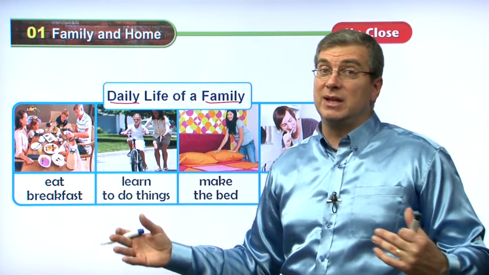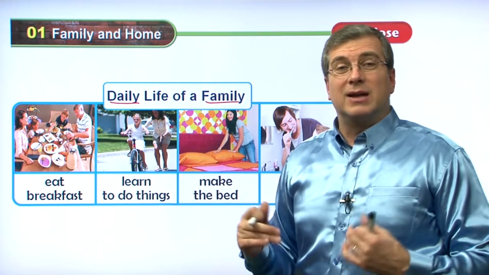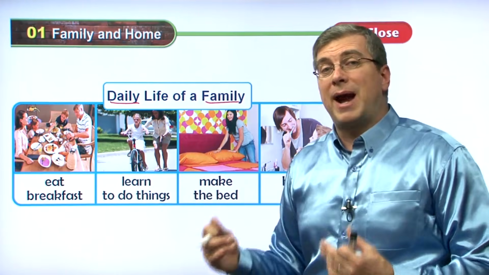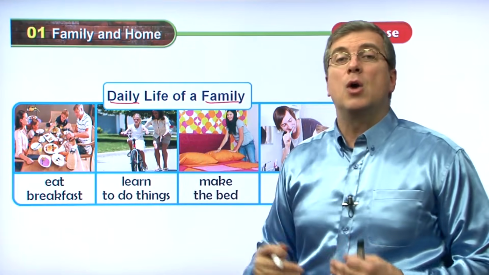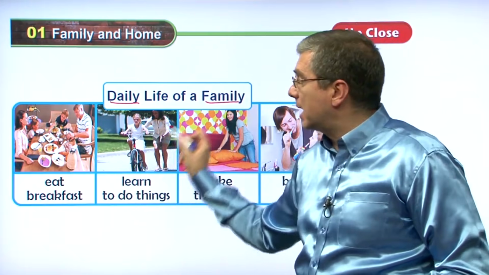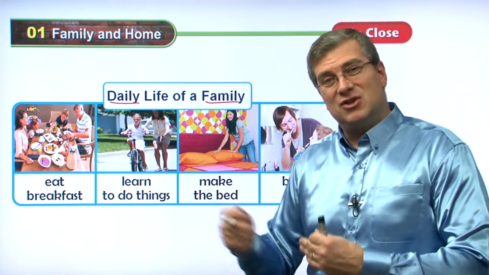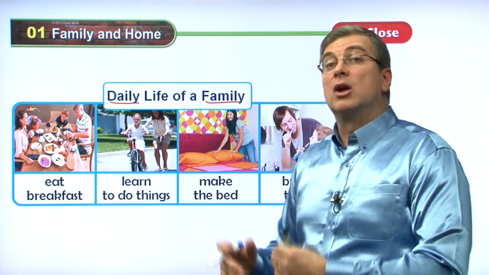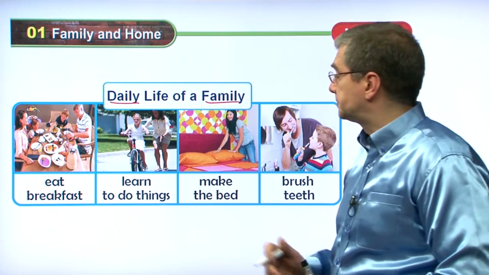The day's very busy, right? So during the day, of course, kids are learning. And they learn from their parents. So in this case, a mother is teaching her daughter how to ride a bike. The daughter is learning how to ride a bike from her mother. And of course, this is very important. Parents teach their kids. Children learn from their parents. So that's another thing that families do together.